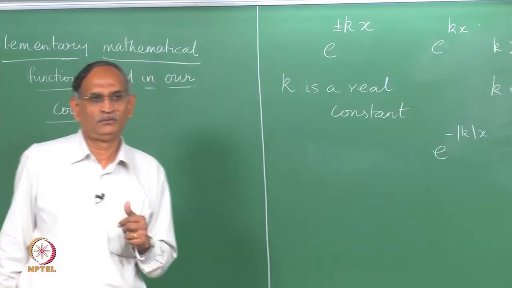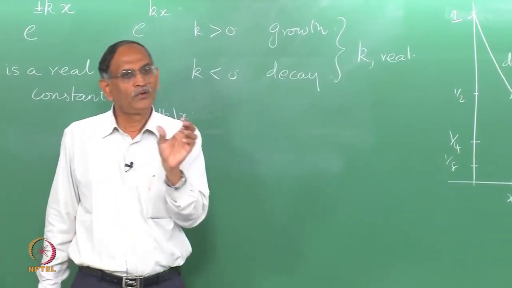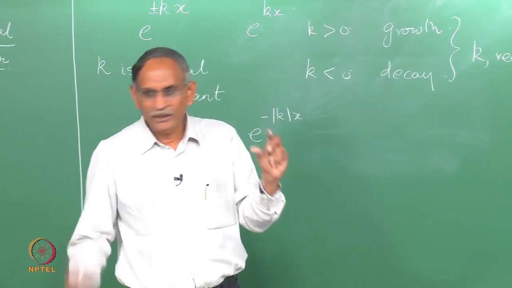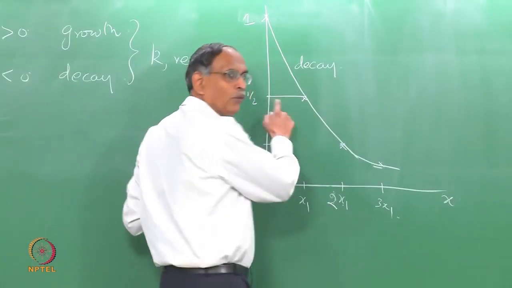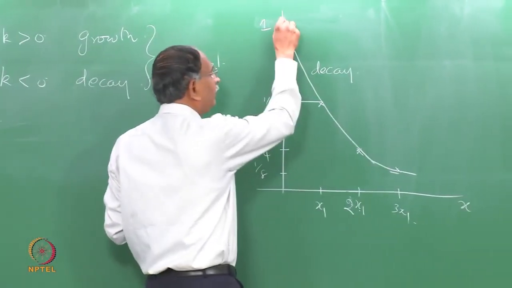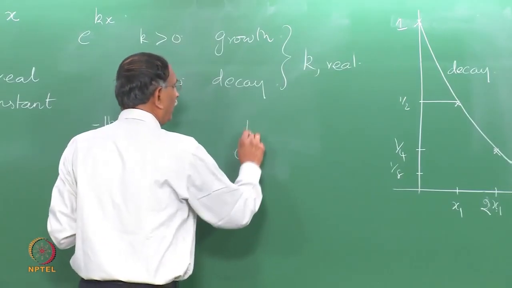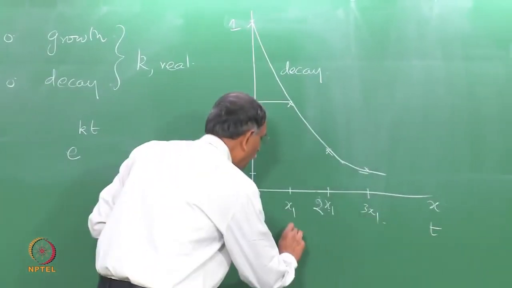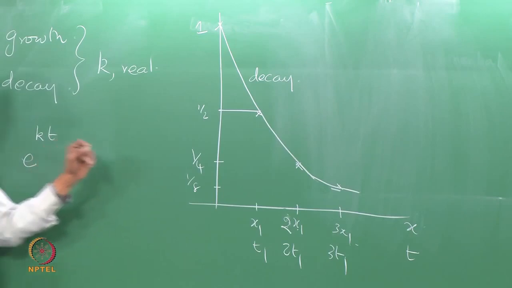The ratio of the function for any given period is the same. That is the ratio of the value before to the value after. If you take that ratio, it remains the same for one particular interval. Okay? So here, this is what is called the half life, if you are interested in decay processes, where the number becomes 1 half at a particular time t1. If you write the function exponential kt, where t is time, instead of x, then you have t1, 2t1, 3t1, and so on. So the exponential is an extremely important function having this specific characteristic.